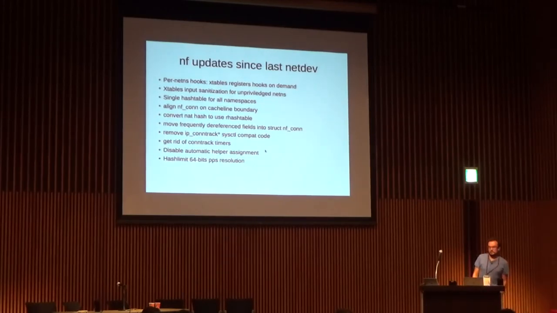The helper assignment has been enabled by default for a while, although this thing has been causing security problems. Eric Leblond already wrote an article about this. But because this has been the default behavior since the beginning, we have to keep it around for a while, not recommending to use it. So now it's finally disabled. You still have a chance to avoid breaking your setup by enabling it via sysctl. But there is enough documentation about it, and we are still encouraging users not to use this anymore. And the hashlimit extension also got improved by supporting 64 bits packet per second resolution.